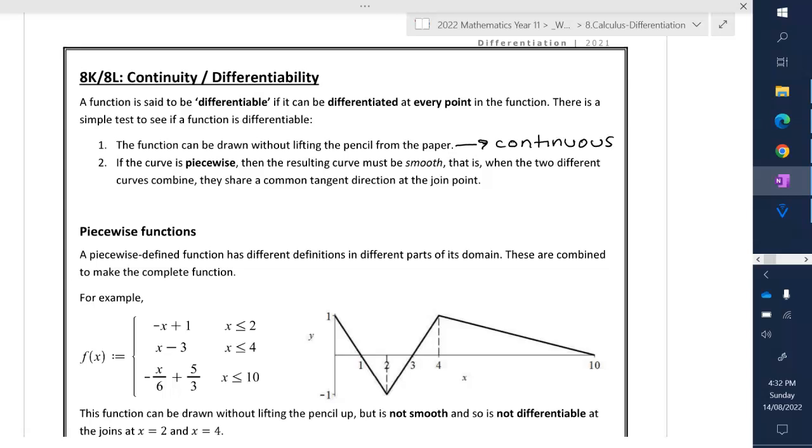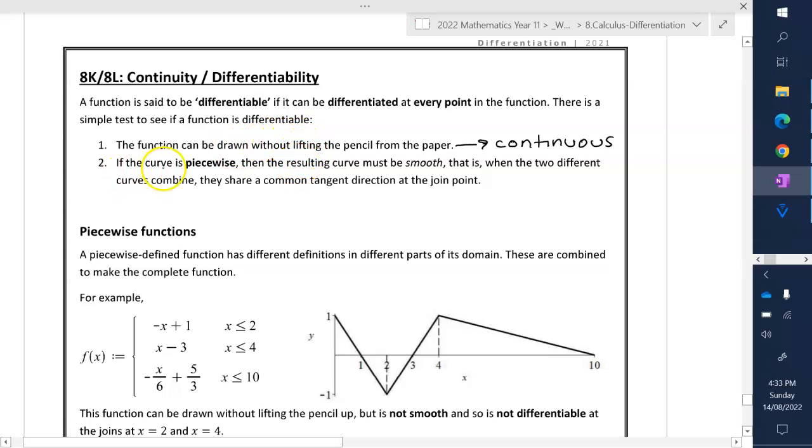So we'll say that again. A function is said to be differentiable, it's a hard one, if it can be differentiated at every point in the function. So as I just said, there are going to be some functions where at some points we are not going to be able to differentiate, so that will be a non-differentiable function. There is a simple test to see if a function is differentiable.